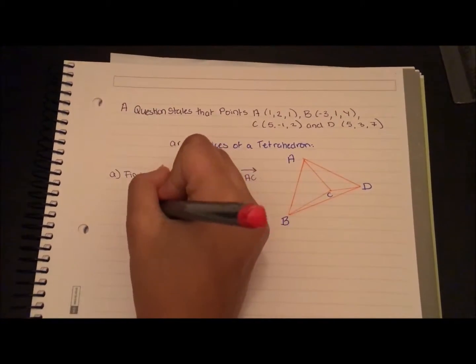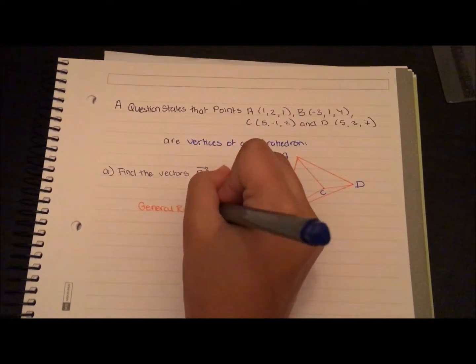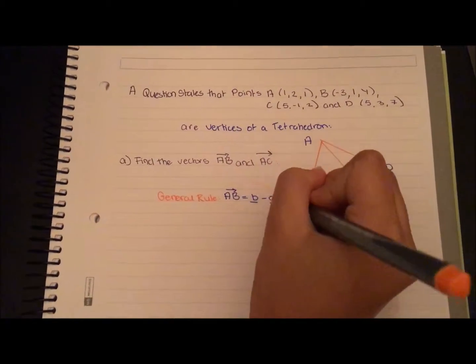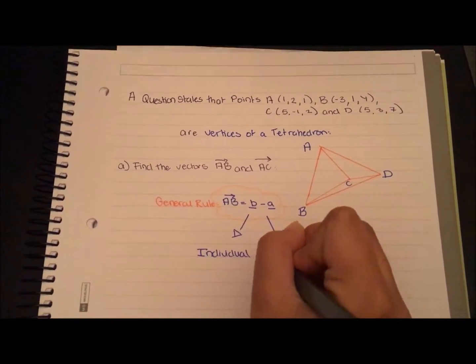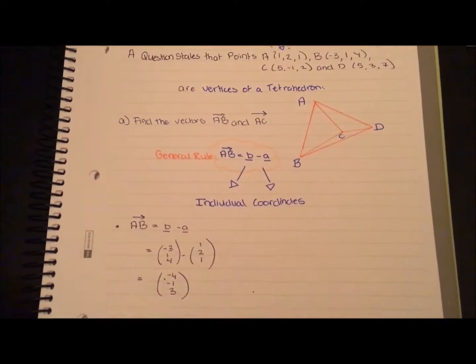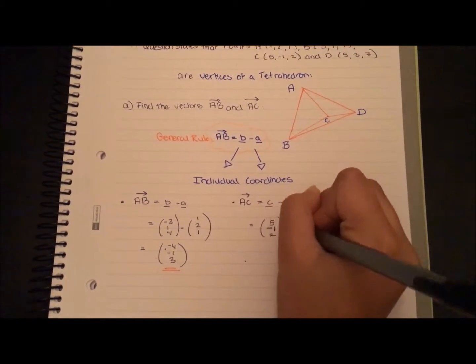Initially, we are required to deduce the position vectors AB and AC, where we are able to refer to the general rule AB equals B minus A, where B and A are considered as the coordinates of the individual vectors given. Hence, position vector AB could be subtracted through the given rule to result in (-4, -1, 3), whereas AC could be equivalent to (4, -3, 1).